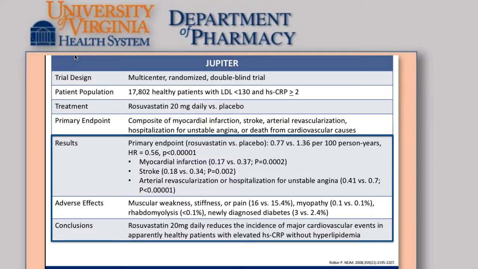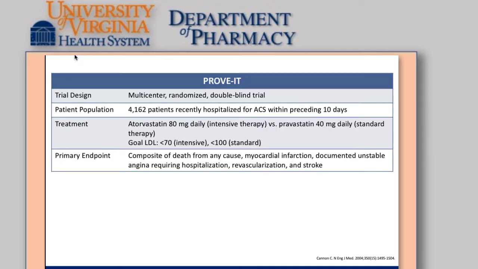In terms of adverse effects, we see the typical things we would expect from statin therapy. So muscular weakness, stiffness or pain, myopathy, rhabdomyolysis, and some newly diagnosed diabetes. And this really showed us that statins can not only reduce LDL, but they can also reduce markers of inflammation. And this reduction is associated with a decrease in adverse cardiovascular events. Which leads us to the PROVE IT trial.